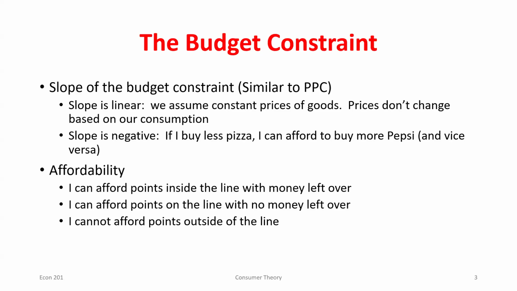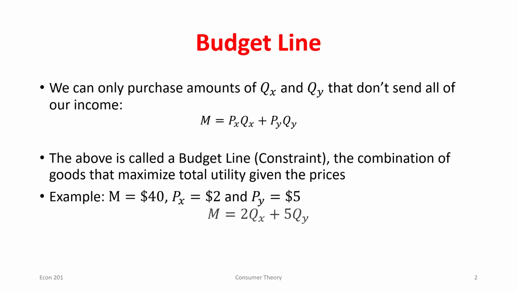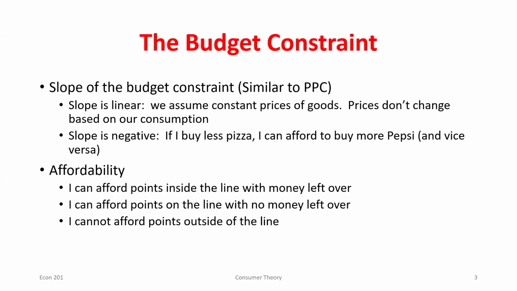So I'll jump ahead a little bit here, and we can think about using these values. So what we're really thinking about visually is I can buy this X good and I can buy this Y good. If my total income is $40, the price of X is, say, $2, and the price of my Y good is $5, right?